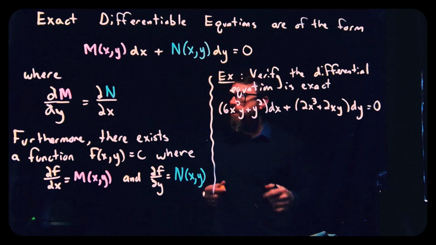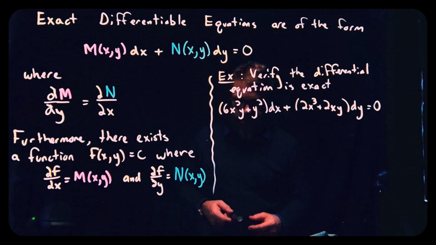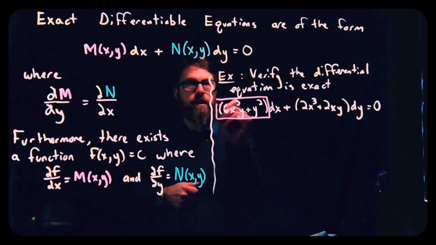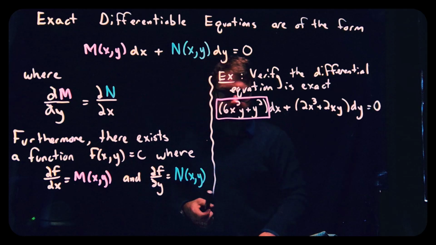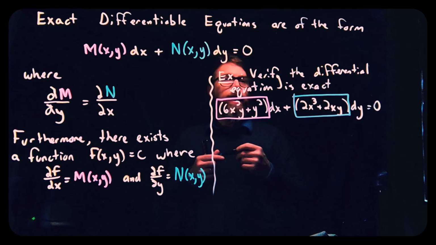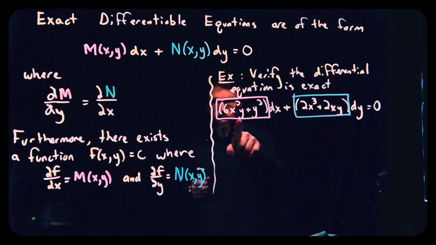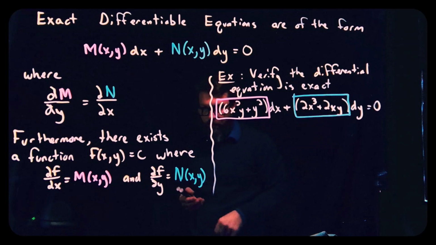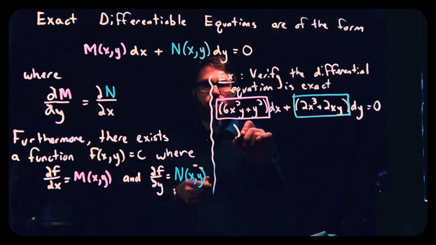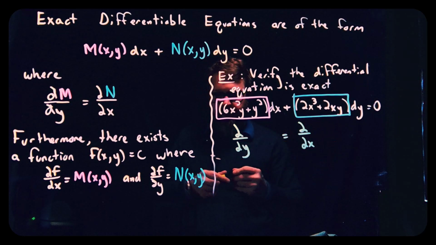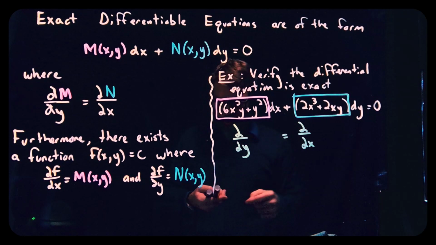In order to show that this is exact, I have to look at its coefficient functions. This is the coefficient in front of dx, that's going to be the M function. And this function here, the coefficient in front of the differential of y, is going to be our N function. So I have to show the derivative of M with respect to y is equal to the derivative of N with respect to x.